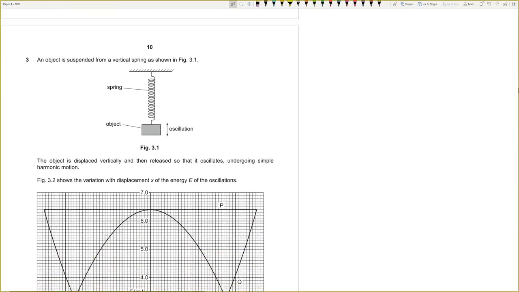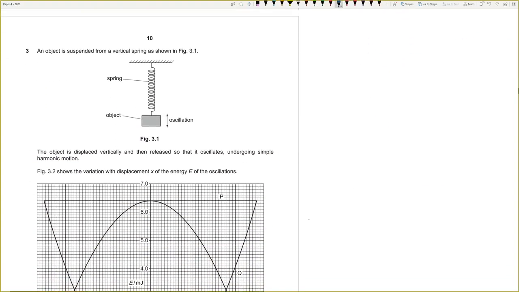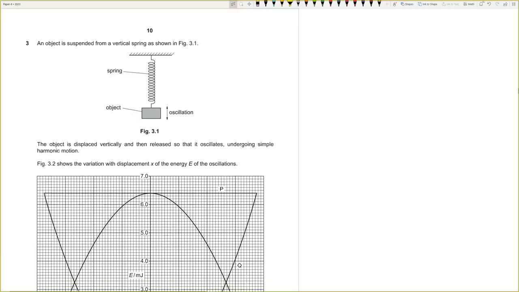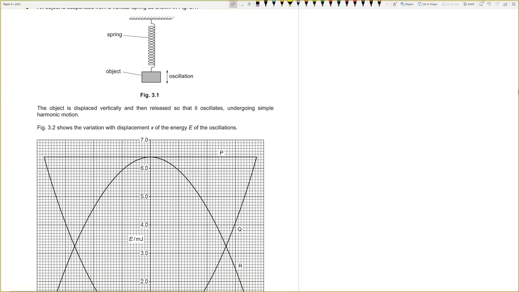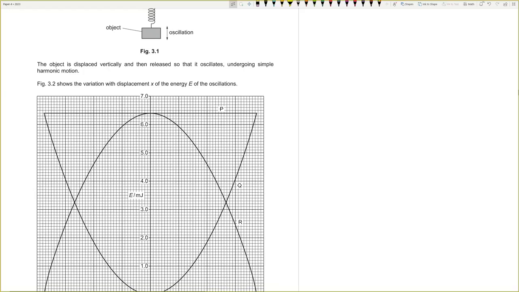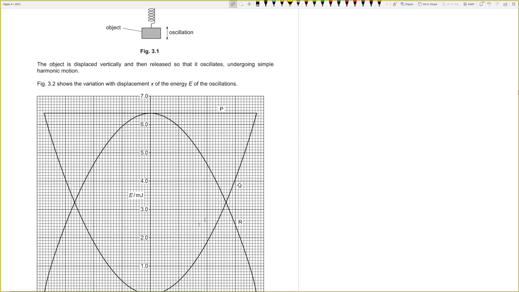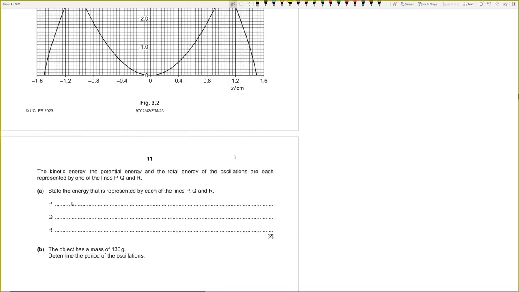That's that. Question number 3. An object is suspended from a vertical spring as shown. The object is displaced vertically and then released so that it oscillates, undergoing simple harmonic motion. The kinetic energy, the potential energy, and total energy are represented by PQR. So P is the total energy, it never changes. Okay, so P is the total energy.